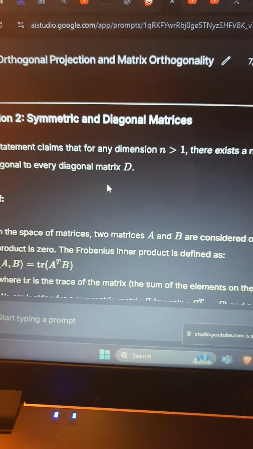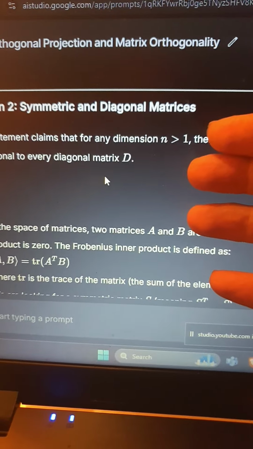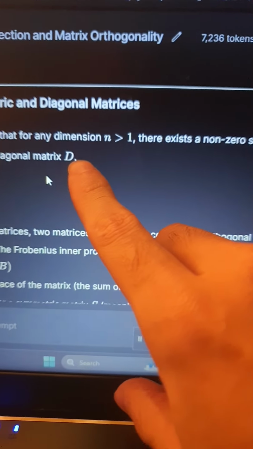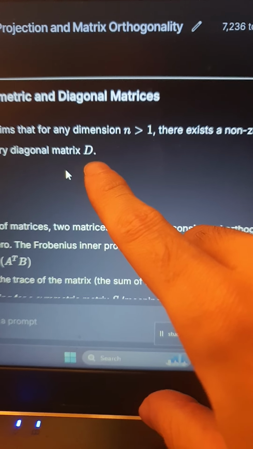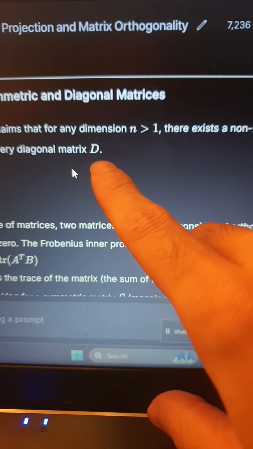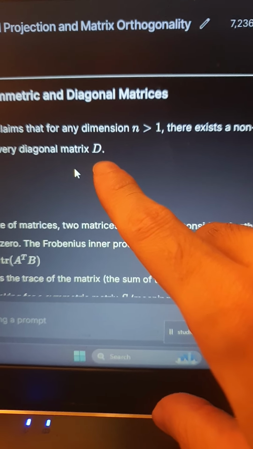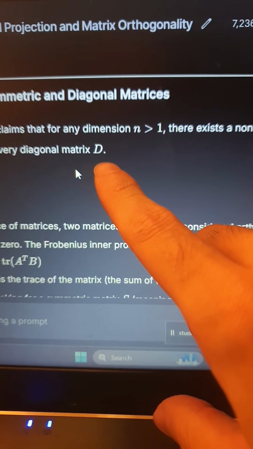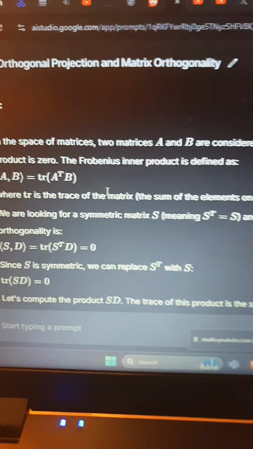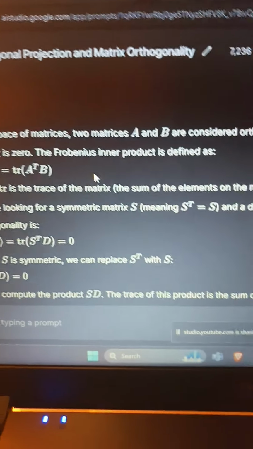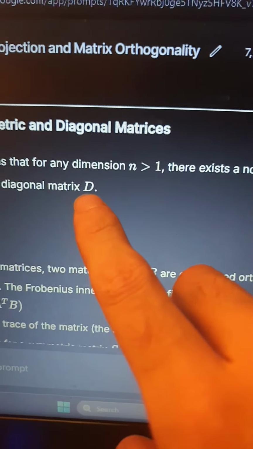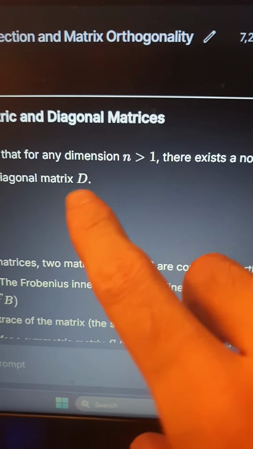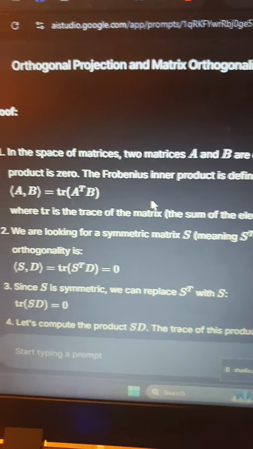So what we're going to do is simply do the multiplication between the symmetric matrix that we want to construct and the diagonal matrix. We will take the inner product between them, and we will look for an inner product that will always give me 0, because this is the definition of orthogonality. So let's start. We are taking the symmetric matrix, which will be called S, and the diagonal matrix will be called D. Now we need any diagonal matrix, and we need just one symmetric matrix.